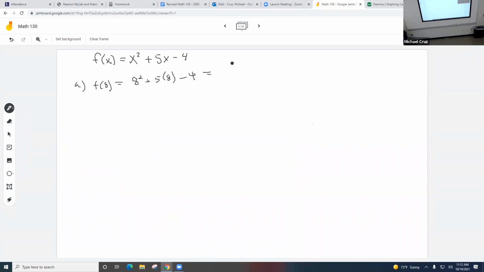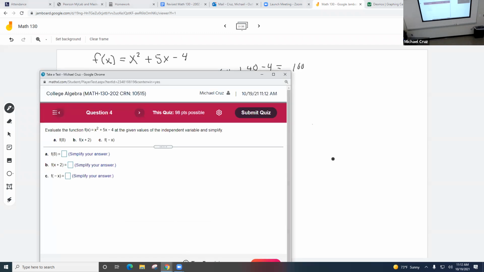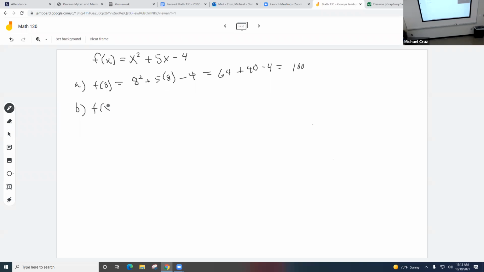All right, so that's 100, I believe. Take it real quick. And what was mentioned next was x plus 2. This also means just plug in x plus 2 in place of x.